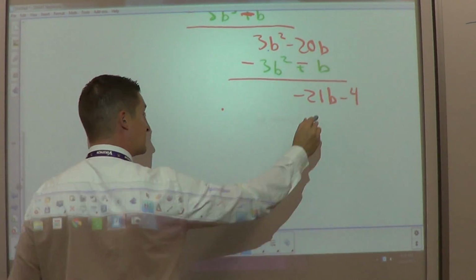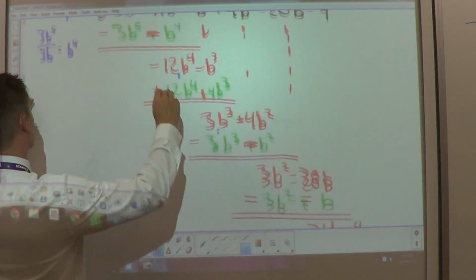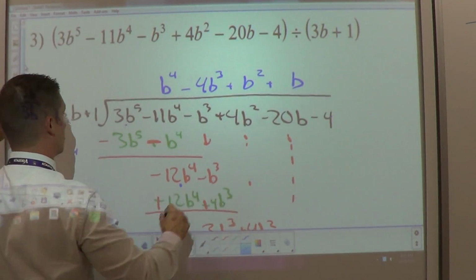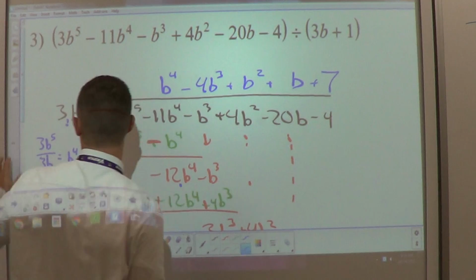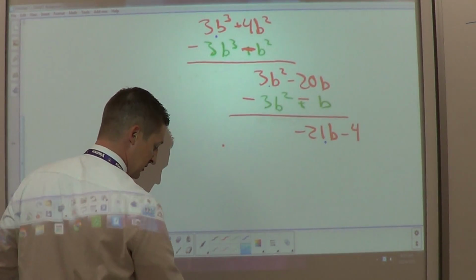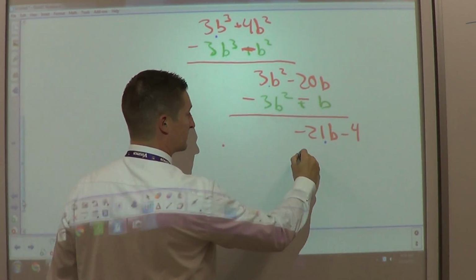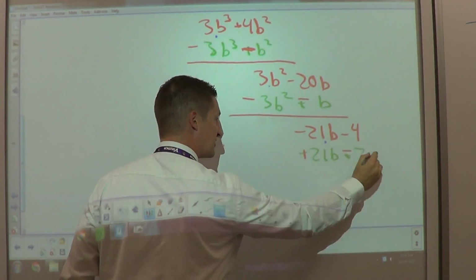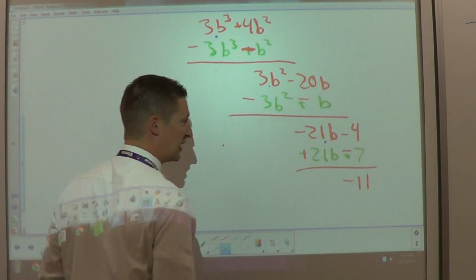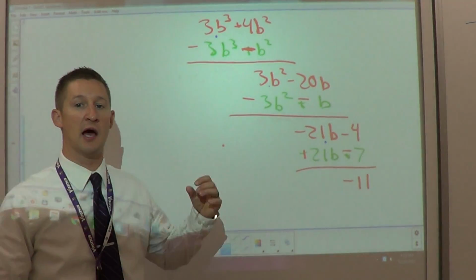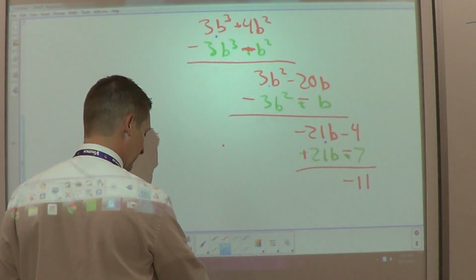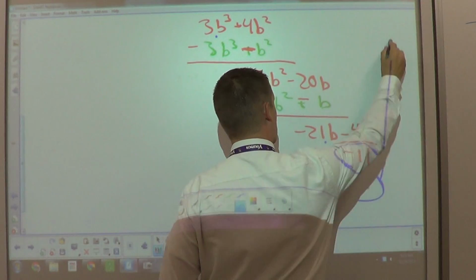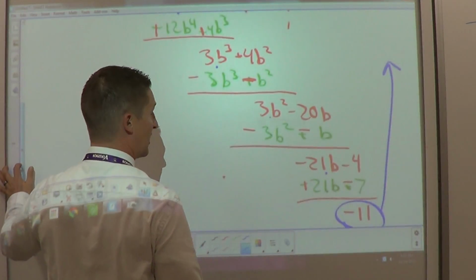Repeat the process. Divide this, negative 21b, by 3b. That will be 7. Multiply around. I'm going to have negative 21b plus 7. One final time. Change the signs and combine. Negative 11 we get. Well, negative 11 happens to be our remainder. So negative 11 is going to get written in my quotient way up here as the remainder.